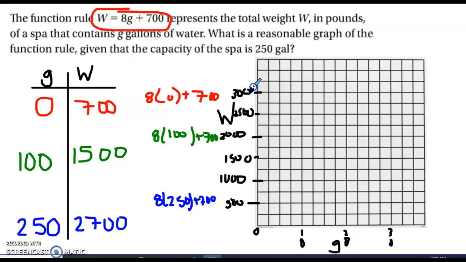All right, so now I can plot my points. So I know when I have no gallons, it is 700. All right there. When I have 100 gallons, it weighs 1,500. And when I'm at 250 gallons, I'm at 2,700.